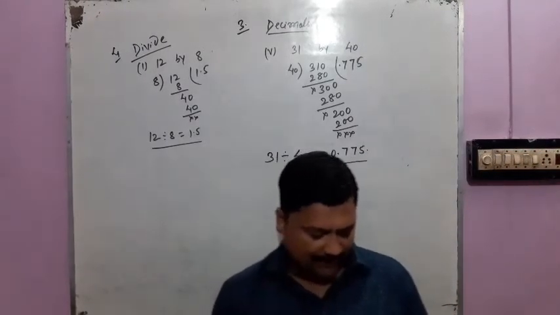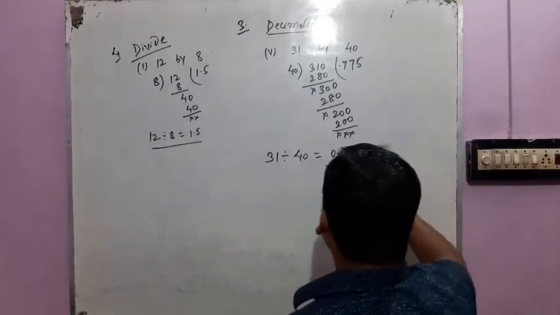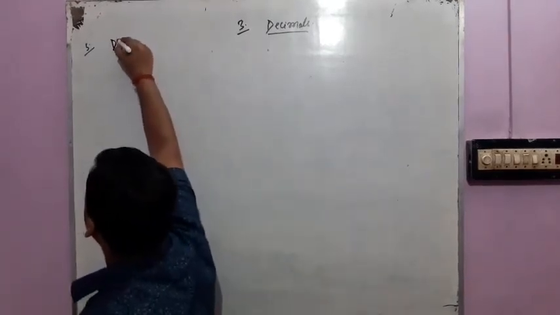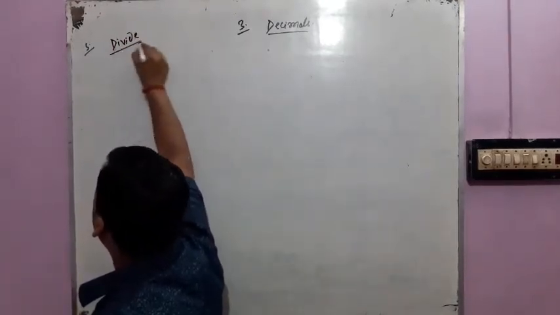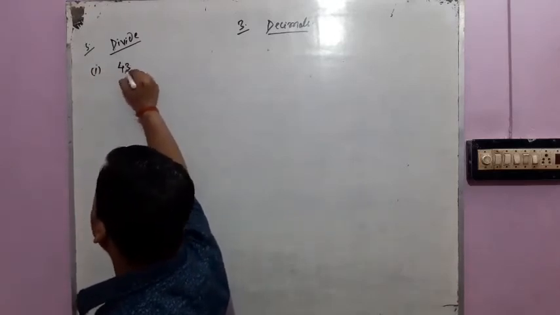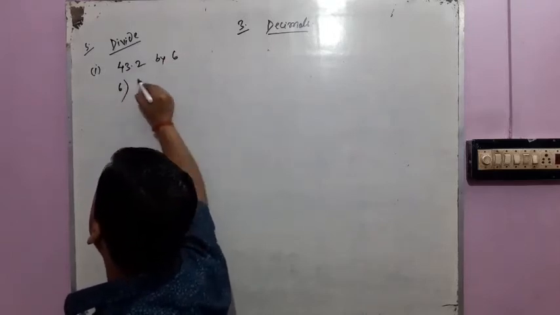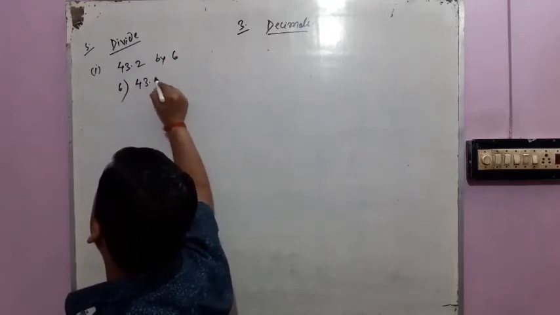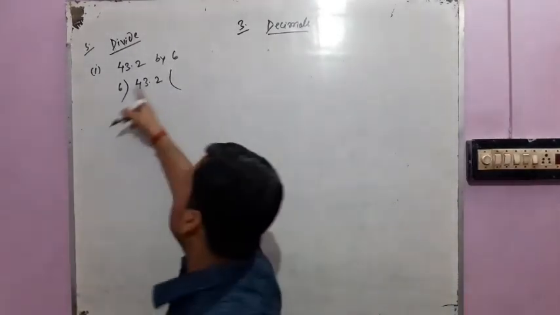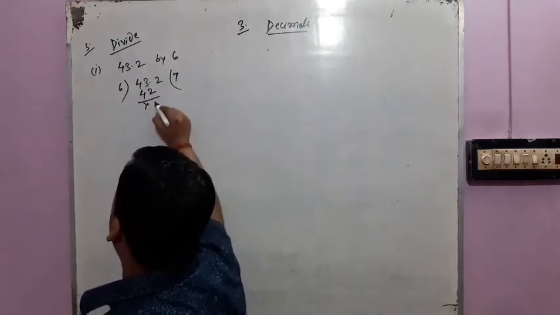Now look at question number 5. In question number 5, here it is also division. Look at the first question here. What do we have to divide? 43.2 by 6. Now 6 we take as the divisor and 43.2 we have taken as the dividend. Now 6 how many times? 7 times. 6 7s are 42. What remains here, students? 1.